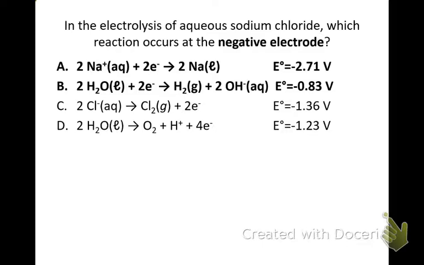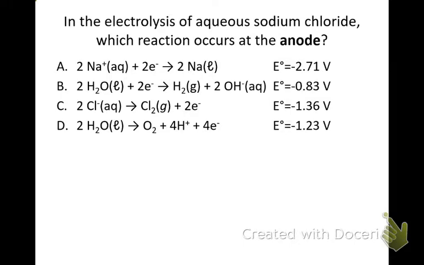Now, which of these has a more positive potential? Which one requires less input of energy in order to make it happen? The one with the less negative potential is the water reaction. So in the electrolysis of aqueous sodium chloride, at the cathode, we're going to have the reduction of water to form hydrogen. And we're going to do that because it has the smaller negative reduction standard potential.